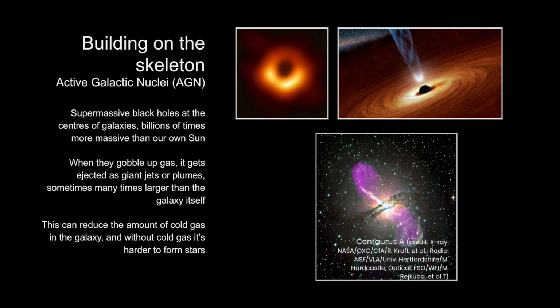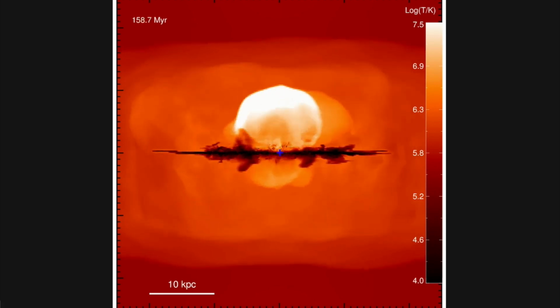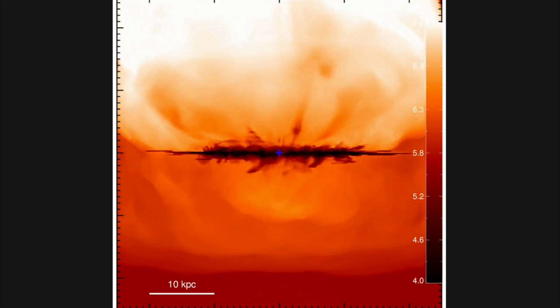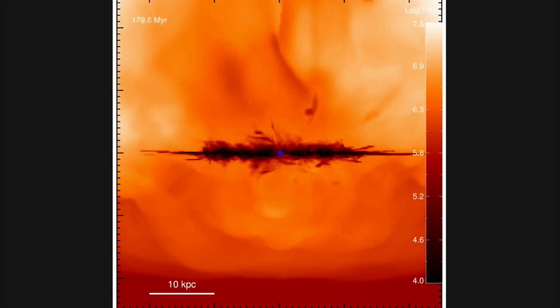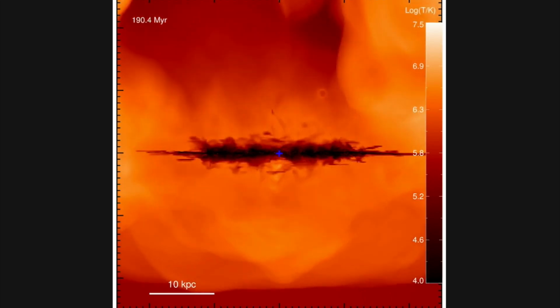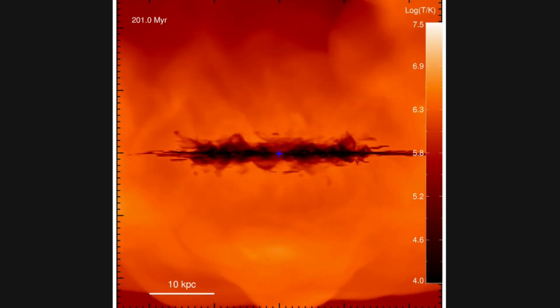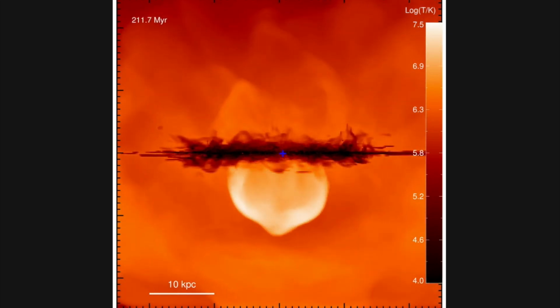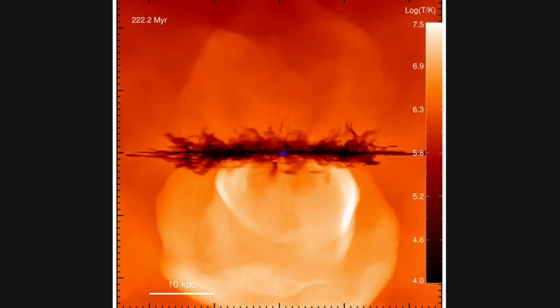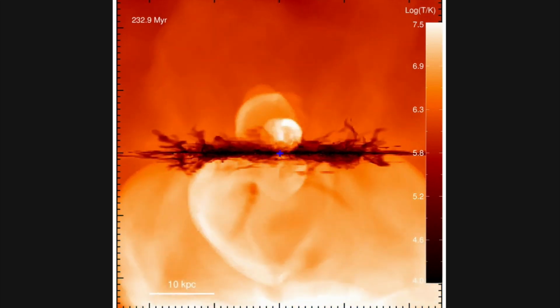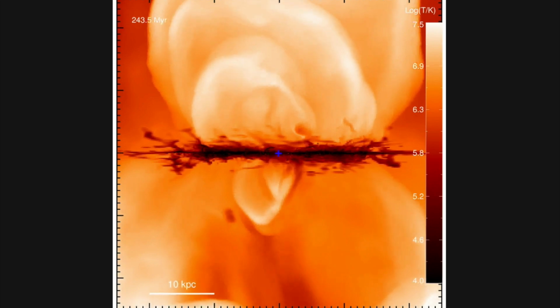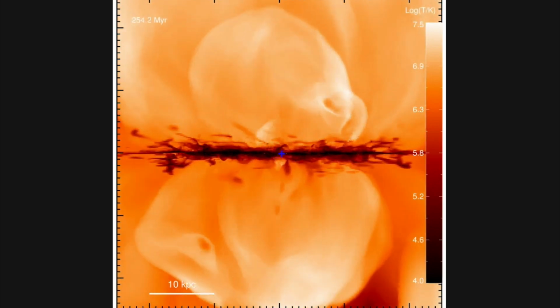Centaurus A, shown at the bottom, is an example of a galaxy with an active supermassive black hole at its centre. The huge plumes of gas can be seen in X-rays and radio radiation. This can heat and expel gas from a galaxy in a similar way to feedback from supernovae, reducing the amount of cold gas available to form stars. This simulation shows feedback from a supermassive black hole blowing enormous bubbles of hot gas, which can not only stop stars forming within the galaxy, but also stop new cold gas from accreting onto the galaxy.